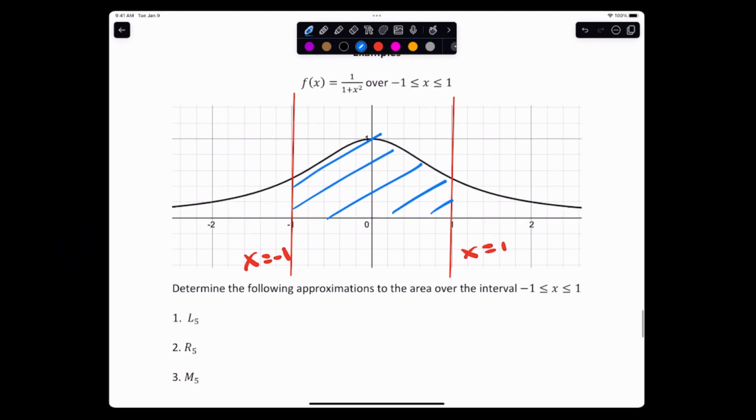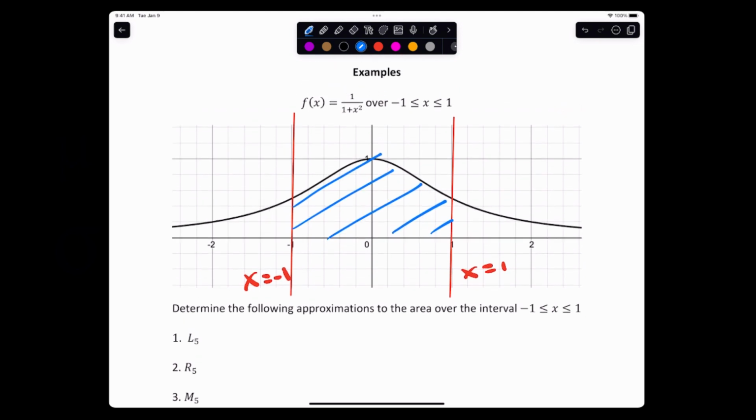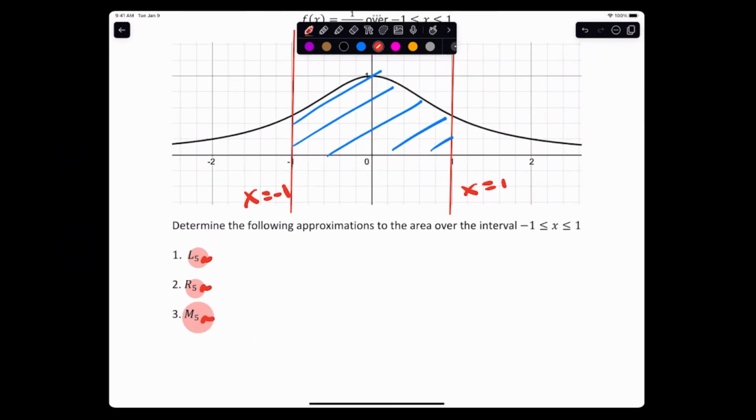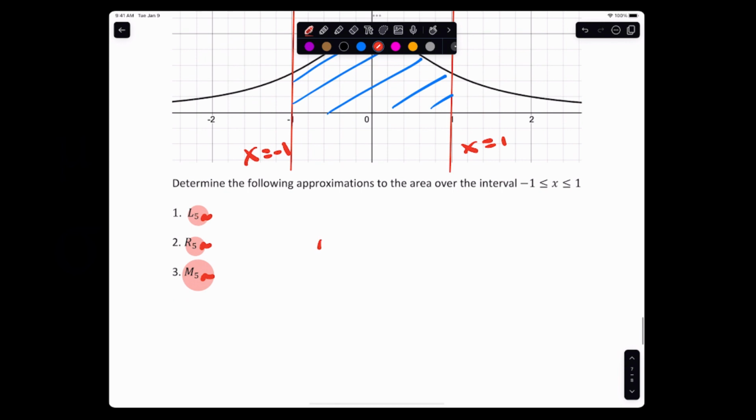And we're going to go through this. They want you to determine the following approximations over that interval. And you go, okay, how do I do this? If they give you 5, you see this little subscript? What are they asking for? The left endpoint where n is 5. The right endpoint where n is 5. The midpoint where n is 5. So these are my n values. These are 5 partitions. So I'm going to start by saying n is 5 here.